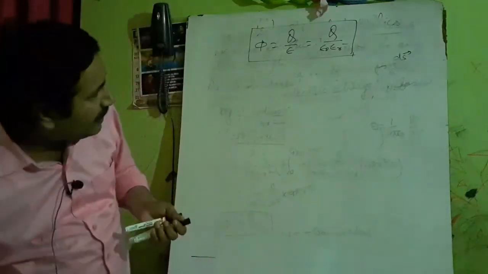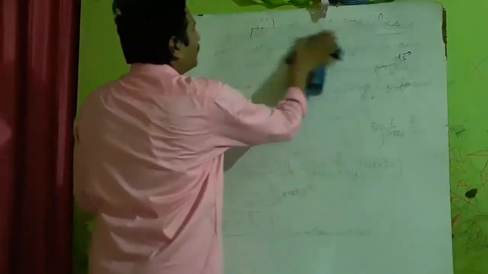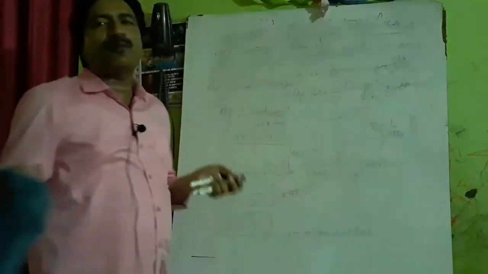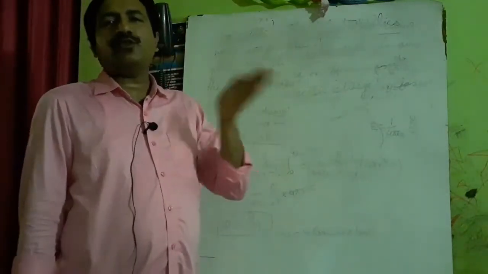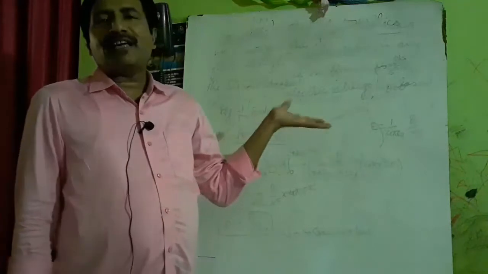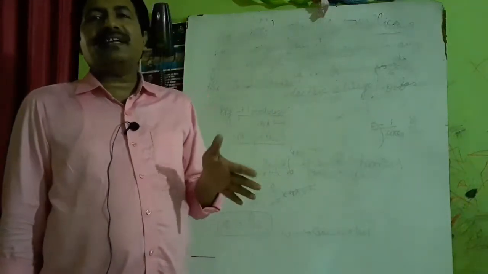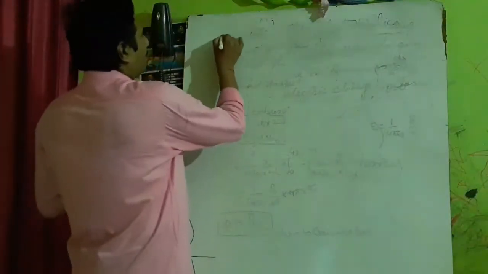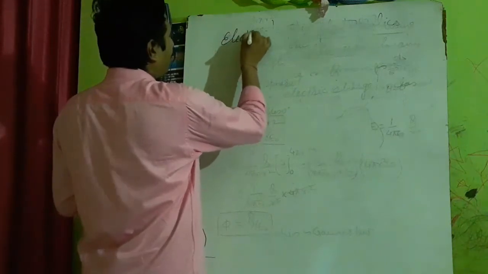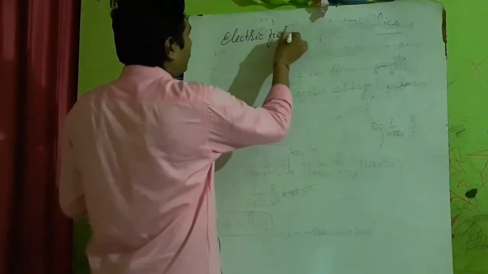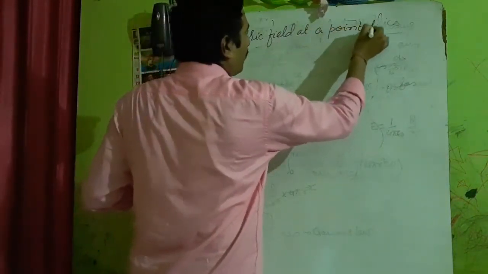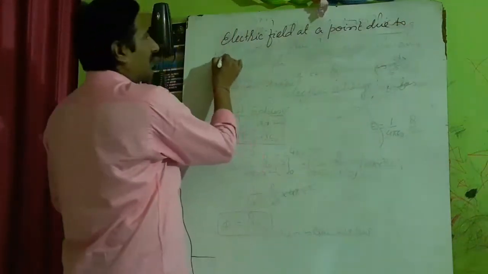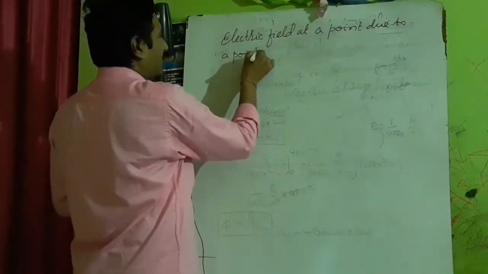Okay, now we will be using Gauss law to find electric field at a point due to a point charge. You obtained the formula for electric field at a point due to a point charge by using Coulomb's law. Now we will find it by using Gauss law, and by that way we will deduce Coulomb's law again. So the new topic is electric field at a point due to a point charge.